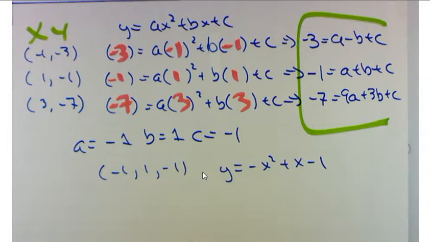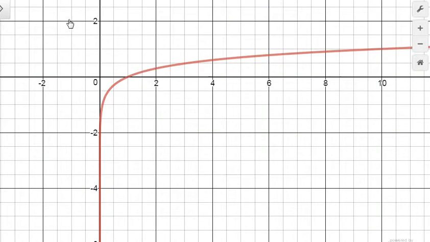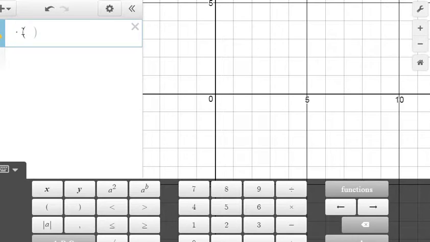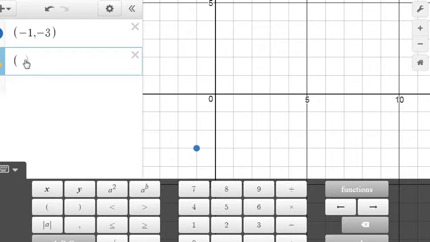Is it worth it to take a look to see that the parabola we created actually fits that? Sure. For giggles, let's take a quick look here. So let's get rid of this, and let's type out the points. -1, comma -3, and then 1, comma -1, and finally 3, comma -7. So those are my 3 points.